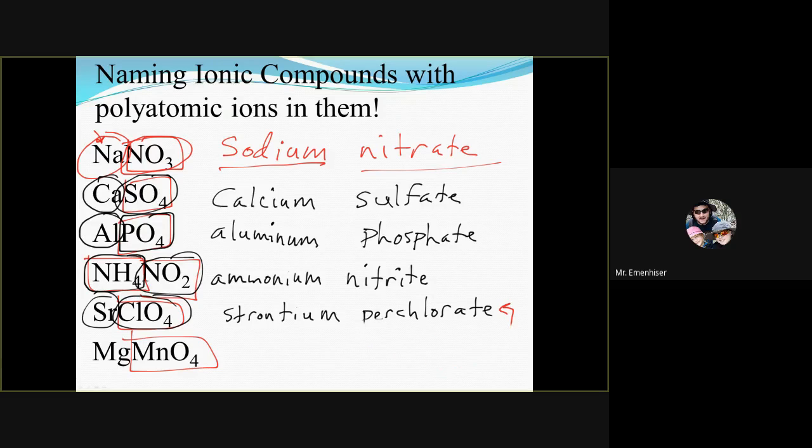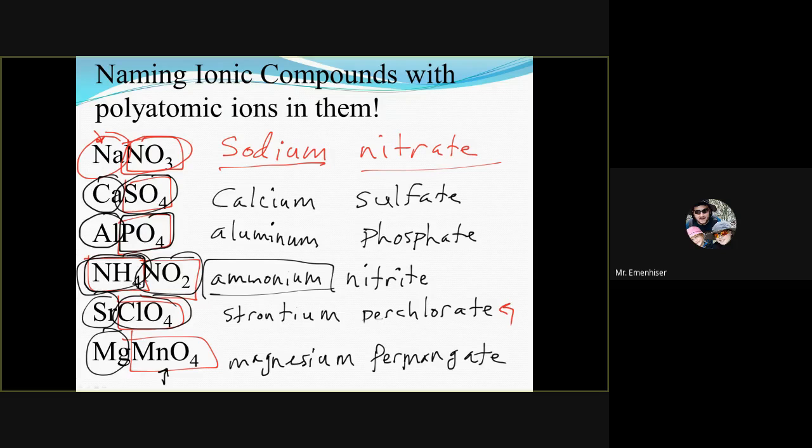Okay. Last one. This is magnesium. So I write the name of magnesium. And then this is permanganate. So I write its name. Okay, so that's how we name polyatomic ion compounds. I write the metal first, or the ion. In this case, ammonium was one of them. Ammonium is actually the only positively charged ion. All the other ones are negative. So I write the name of the metal, and then I write the name of the polyatomic ion. I do not change the end to IDE like we did before. It's very important to keep in mind.